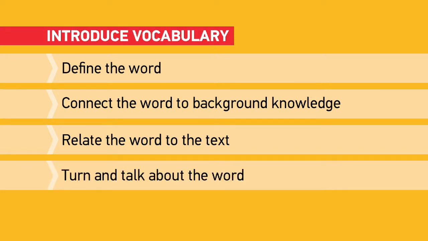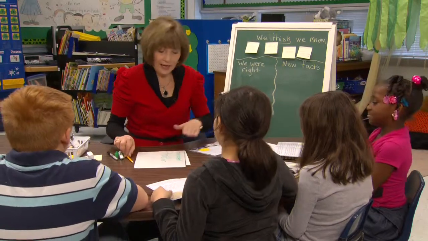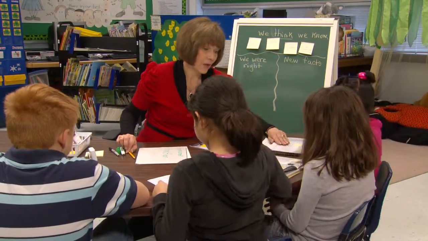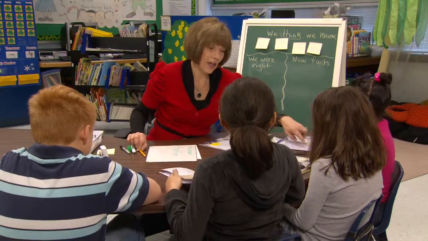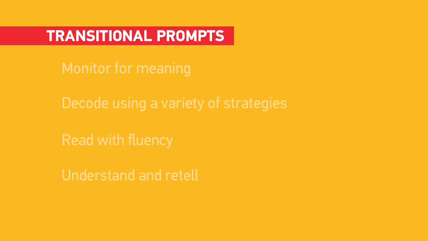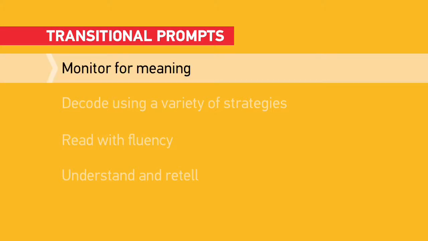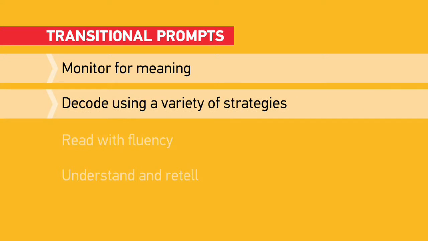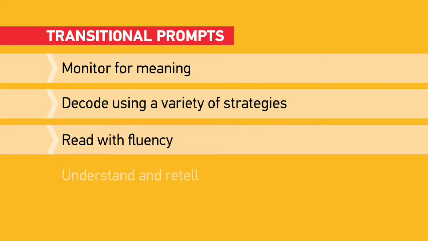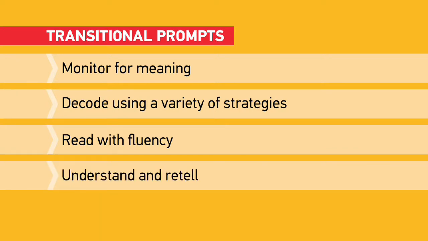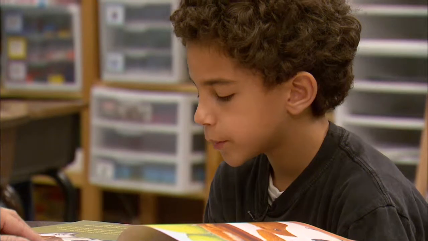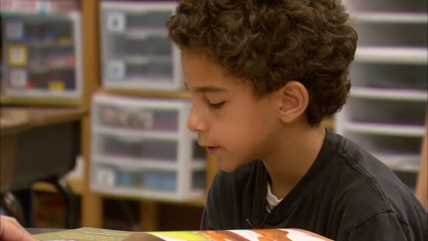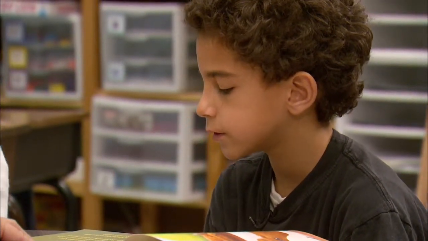word. Once the book has been introduced and you've gone over new vocabulary, students read independently while you observe, prompt, coach, and teach. When working with transitional readers, prompts fall under 4 categories: monitoring for meaning, decoding unknown words using a variety of strategies, reading fluently with appropriate expression, and understanding and retelling what was read. Here's your chance to differentiate your teaching by using prompts tailored to students' individual needs.